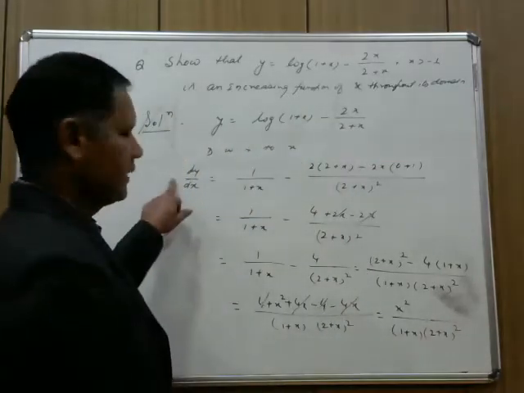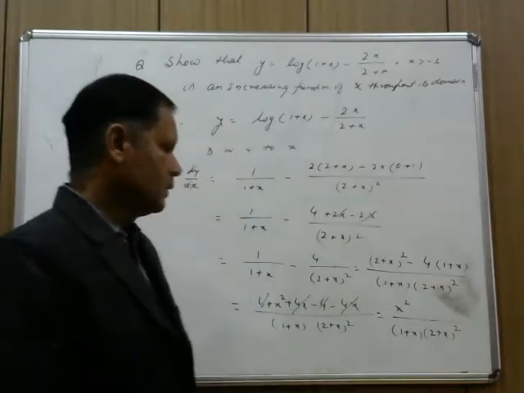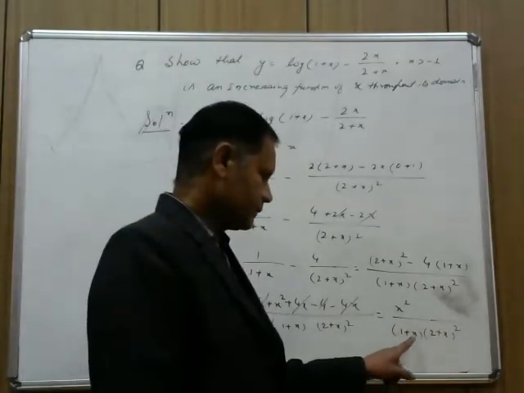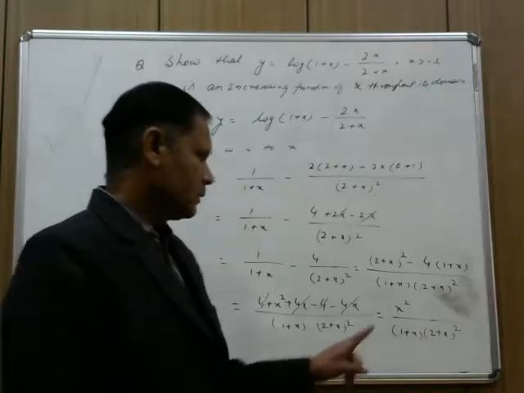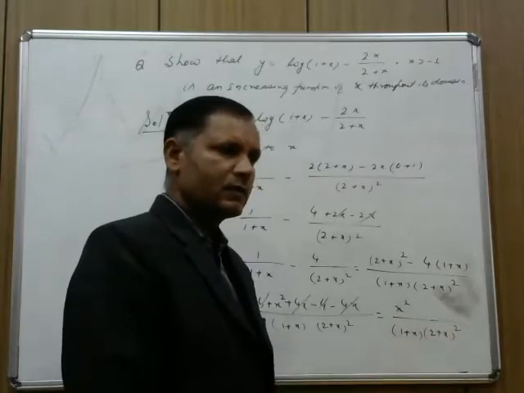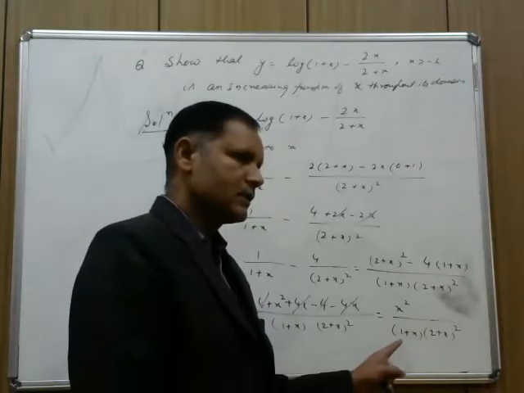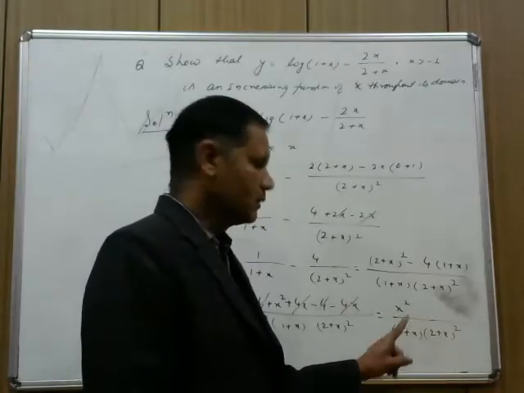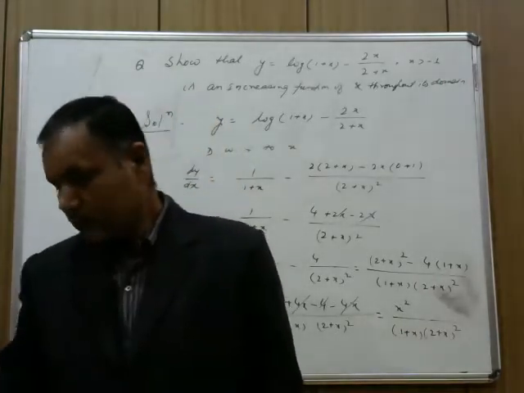See now, f dash of x, or dy/dx, we have x square by (1 + x)(2 + x) whole square. Now I have to show that this function is greater than 0. For what value of x is this function greater than 0? The x square and (2 + x) whole square, you know that the square of any number is always positive, that's why these two will be positive only. That means the whole function's sign depends on x + 1. When x is greater than -1, then this will be greater than 0. Now we'll add the result.